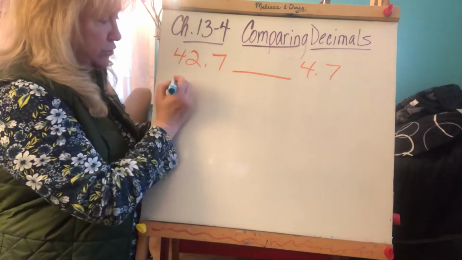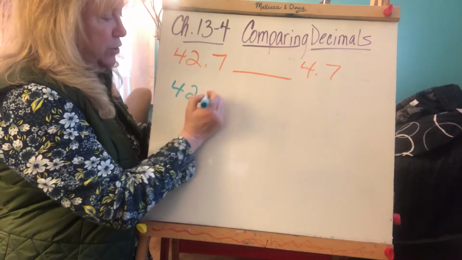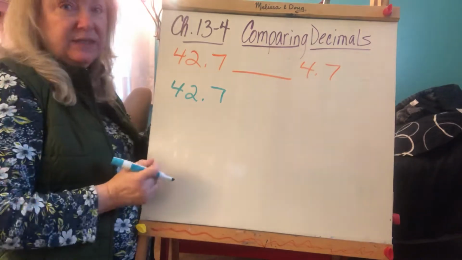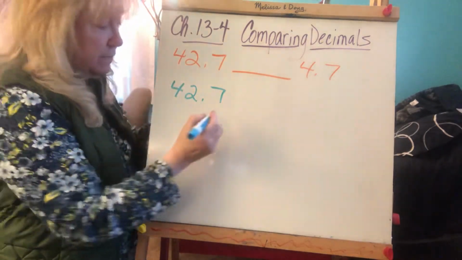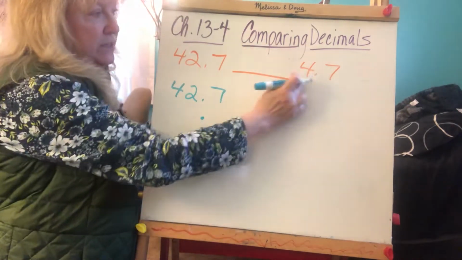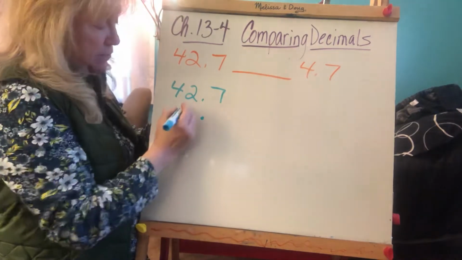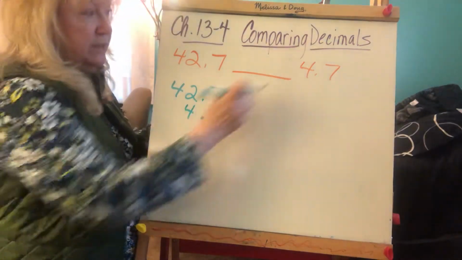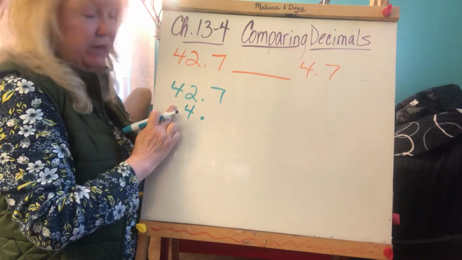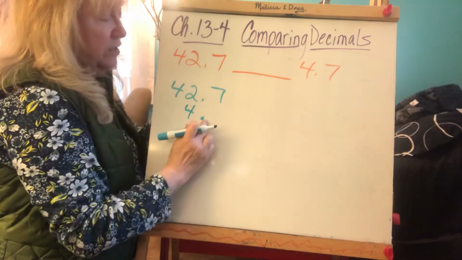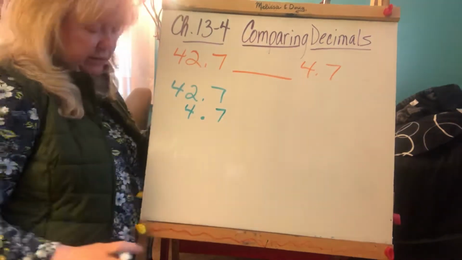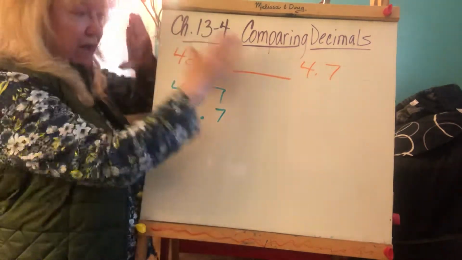So we'll write the first one, 42 and 7/10, and we're going to compare it to 4 and 7/10. Now you have to be careful. Put your decimal place in first. Then what comes right before the decimal place? It's a 4. Does anything come before the 4? No. So we leave this blank here. Then you look at your decimal and say, what comes after your decimal? Well, a 7 comes after your decimal. So you have to compare this now.